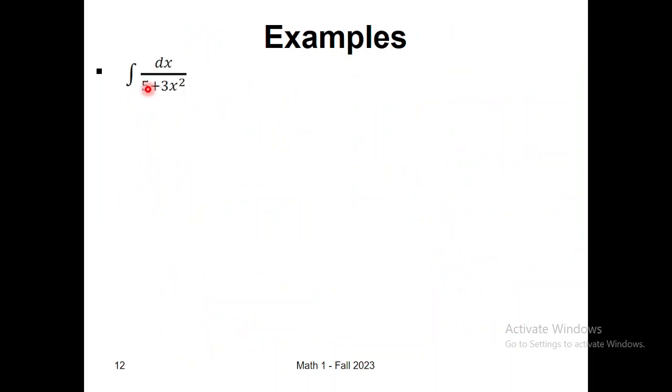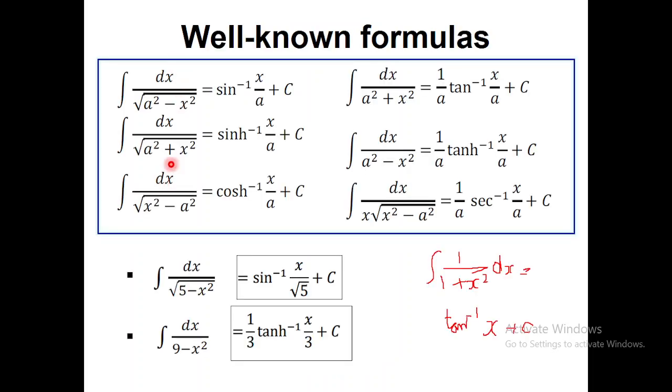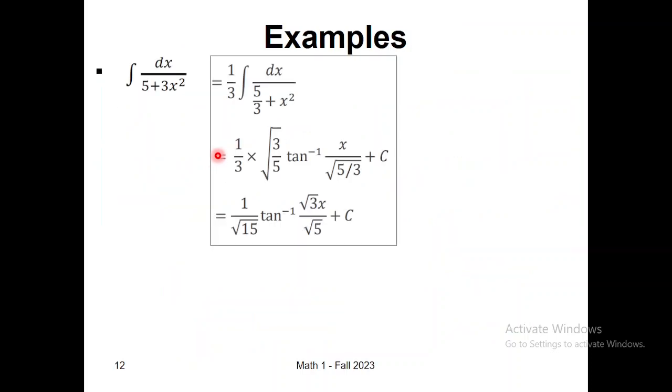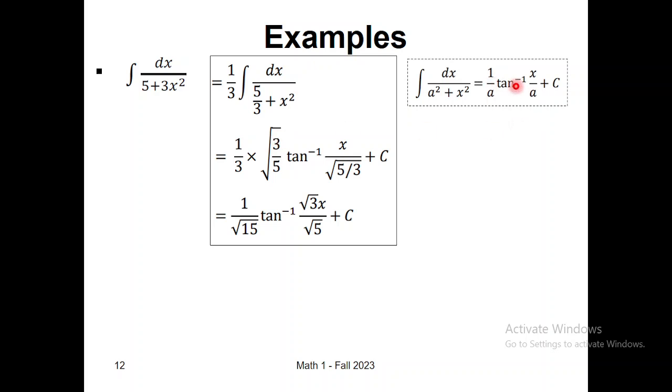In this case, we have 5 plus 3x squared. But in these formulas, x or x squared is not scaled. So we have to remove this scalar. Very simple, by taking the 3 as a common factor. It will be 1 over 3, and then we have 5 over 3. So we have 1 over constant plus x squared. It is tan inverse. And for the constant, we have to take the square root of this constant. So it will be tan inverse x over the root of this constant, and we have also to divide by this constant, based on this well-known formula.